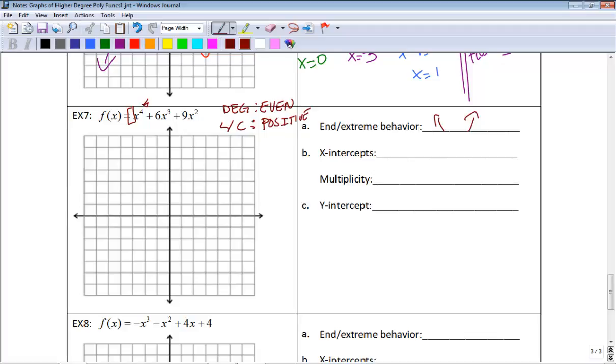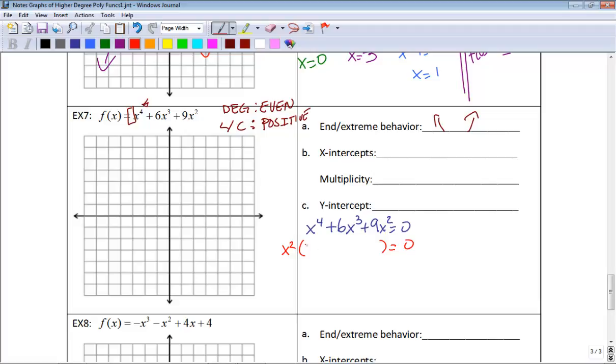X-intercepts. What do I need to do? I need to set this thing equal to 0 and solve for x. So x to the fourth plus 6x cubed plus 9x squared equals 0. I need to solve it. Well, how do I solve it? Factor. What's the first step in factoring? GCF. Do I have a GCF? I do. It's x squared. Factor out your x squared and see what you're left with.